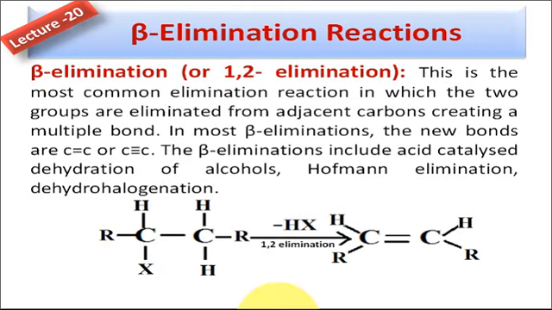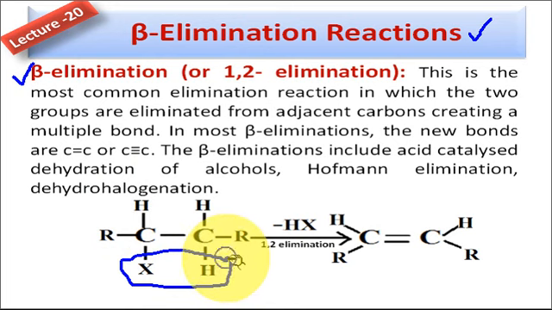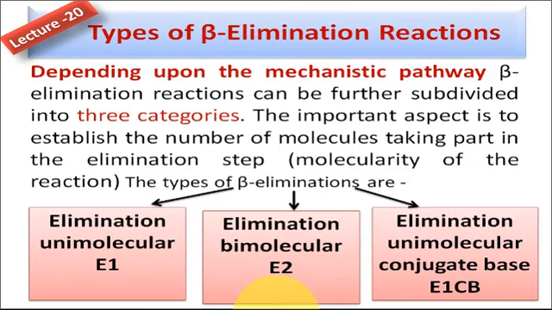Among all these three reactions, that is alpha, beta and gamma elimination reactions, the beta elimination reactions are the most common elimination reaction. Hence, now we are going to discuss beta elimination reactions in detail. As we have learned just now, beta eliminations are the 1,2 elimination in which the atoms or groups are eliminated from the first and the second carbon atom, or we can say the atoms are eliminated from the adjacent carbon atoms.